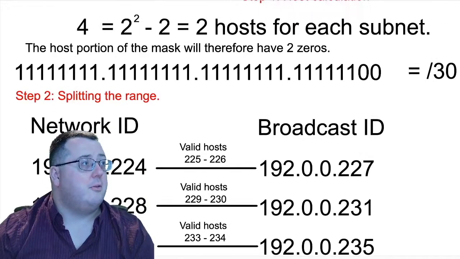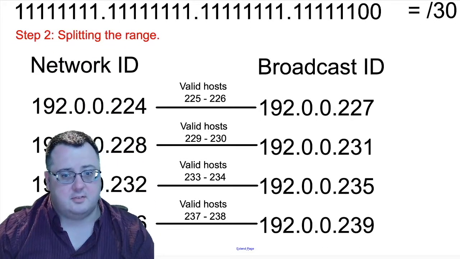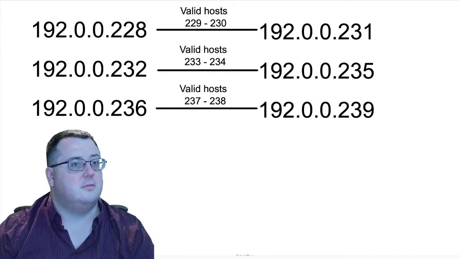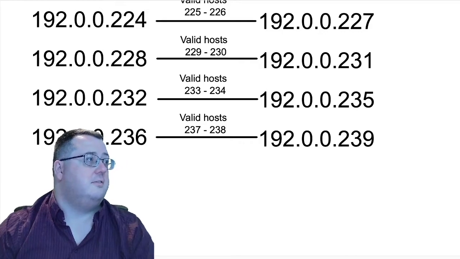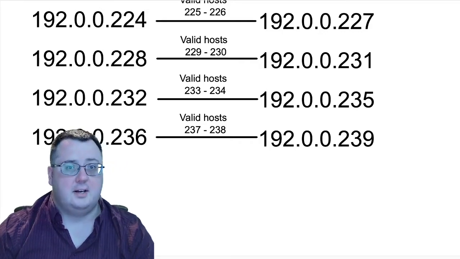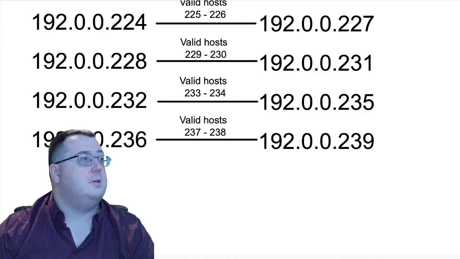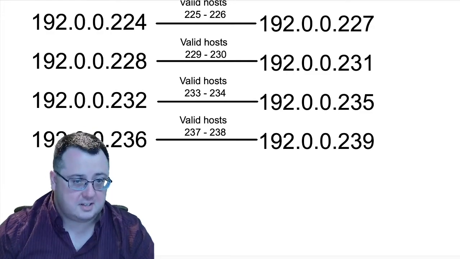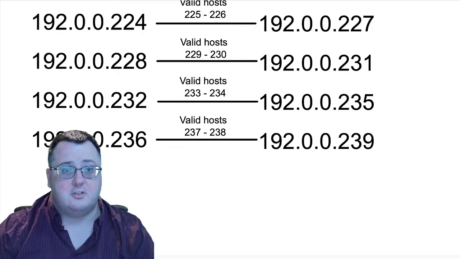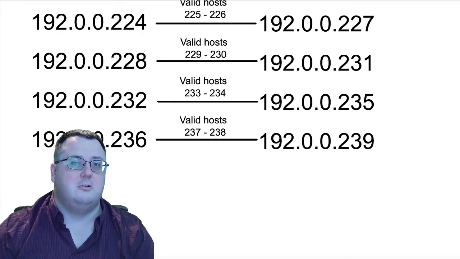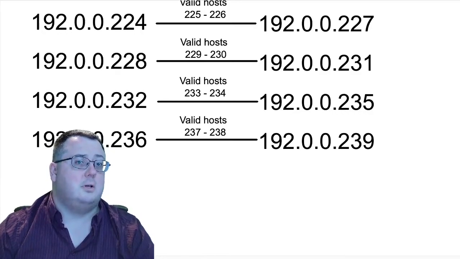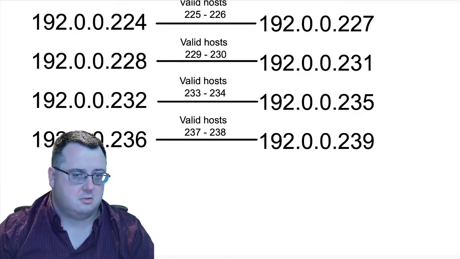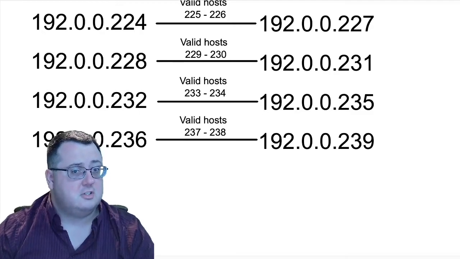So then we have to split the range up, and if I extend the page so you can see it a bit better, we start at 224 because that's where the last set of subnets ended, and going up in 4s will give me 228, 232 and 236. The broadcast address is going to be one less than 228, so it'd be 227, 231 and 235. And your valid hosts would be 225, 226, 229, 230, 233, 234, 237, 238.